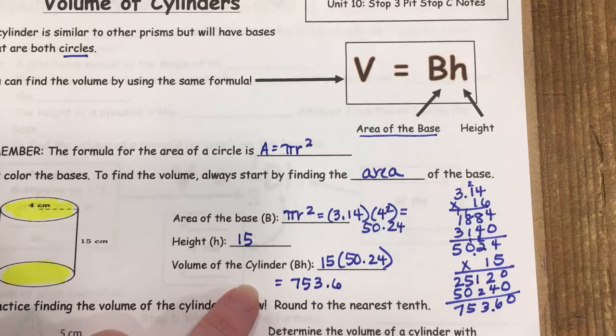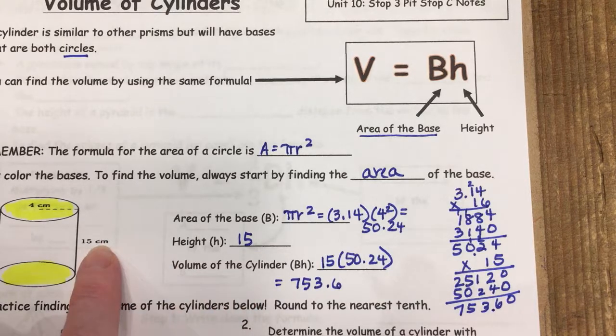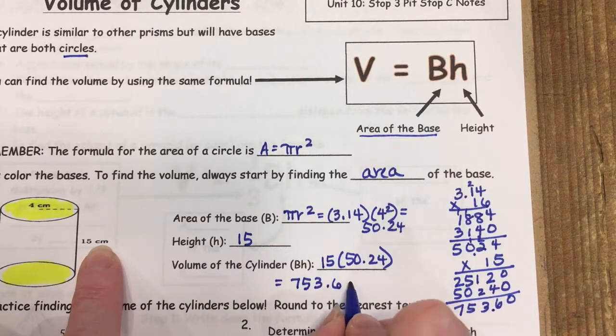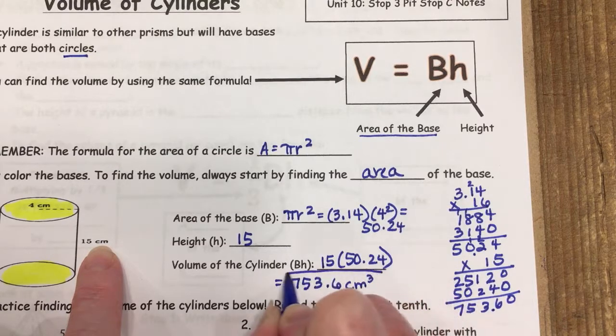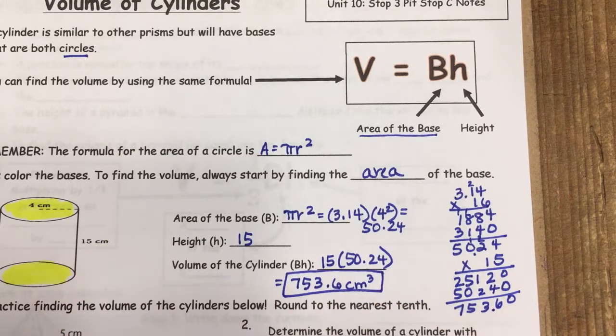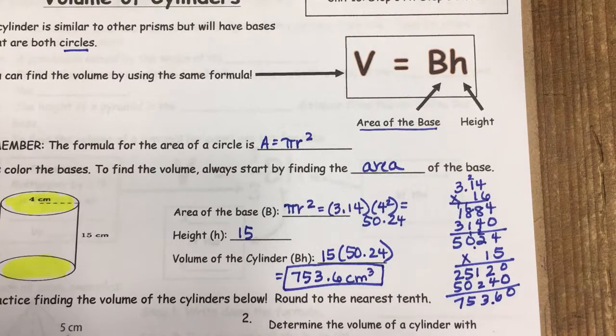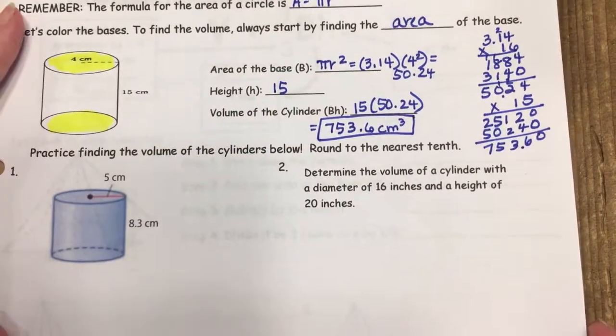I don't have to have the 0. And then I am measuring this in centimeters. So volume, remember, is always cubic. This is going to be cubic centimeters. Okay? Now we're just going to keep practicing that whole process.